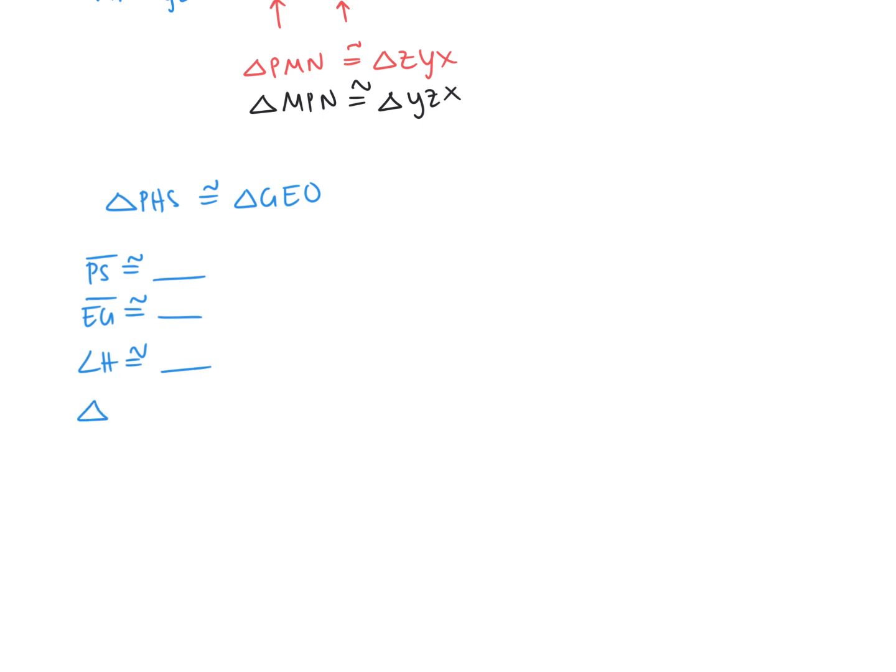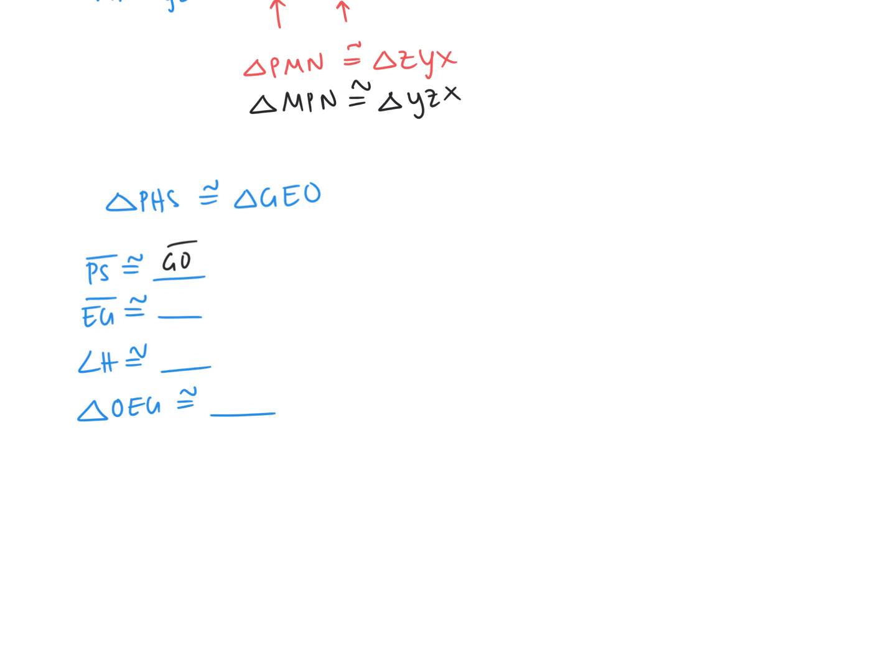Or triangle OEG is congruent to what? So without a figure, you're going to have to be able to identify the corresponding parts. So I want you to just take a minute right now and see if you can fill those 4 in based on just the congruency statement above. Anybody? PS is congruent to GO? PS and GO? First and third letter, first and third letter.